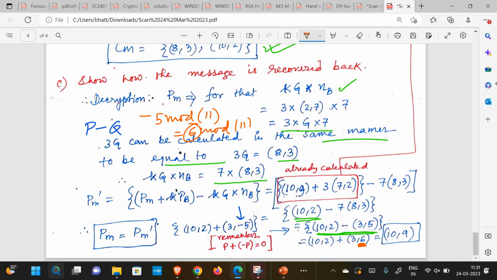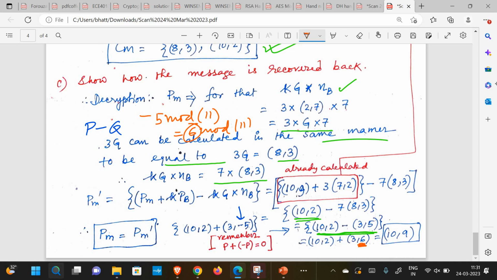This step won't be there everywhere. Don't worry, this minus will definitely come for any equation. Whereas minus or subtraction is not there in elliptical curve arithmetic. What we have to do is make it plus. But we can do the plus only if it is minus P. Minus P as per the property: if it is P, which is x, y, then minus P will be x, minus y.